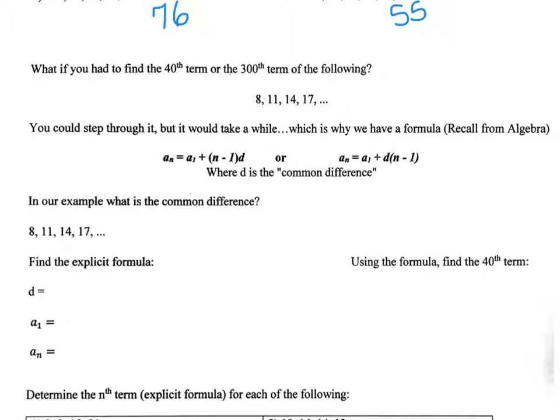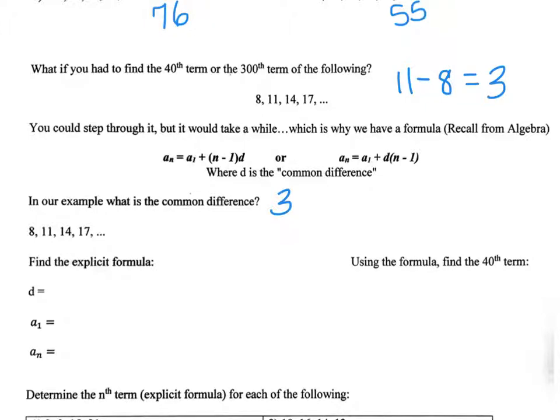To find a common difference, all you do is take one term, in this case 11, and subtract the term before it. So any term at all, and subtract the term before it. You couldn't take 8, since it's your first term. So our common difference here is 3. That's how you find it. So what is the common difference in ours? Well, we just figured that out. That was 3. One term minus the one before it.